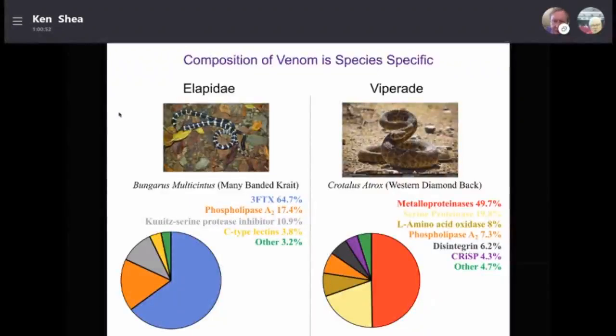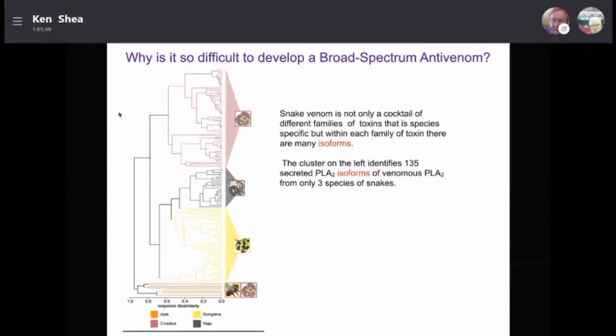As I indicated, the composition of venom is species specific. And so the many-banded krait consists primarily of three-finger toxins and phospholipases, in addition to several other types. On the other side, in the viper family, the western diamondback rattlesnake's venom consists primarily of metalloproteinases and serine proteinases. These are enzymes that break down proteins. And so each snake species has its unique cocktail of venomous proteins that complicates the development of a broad spectrum antivenom that would be effective across all species of snakes. The problem is even more complicated in that these protein toxins are not pure substances.